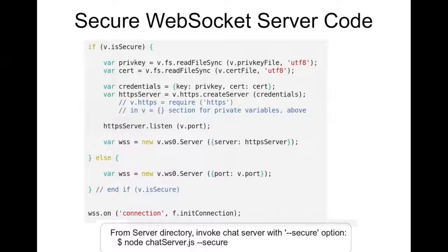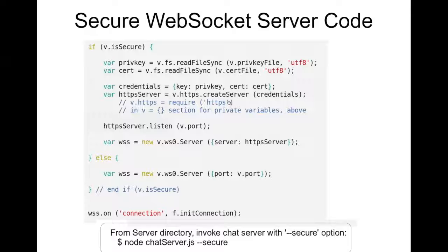Here is the code that now handles the secure transaction. First off, you would start the server, node chat server, and use the --secure option. So now it knows that v.isSecure is going to be true. And so it's going to want to go grab those keys, read those files, build a credentials object, and start an HTTPS server.